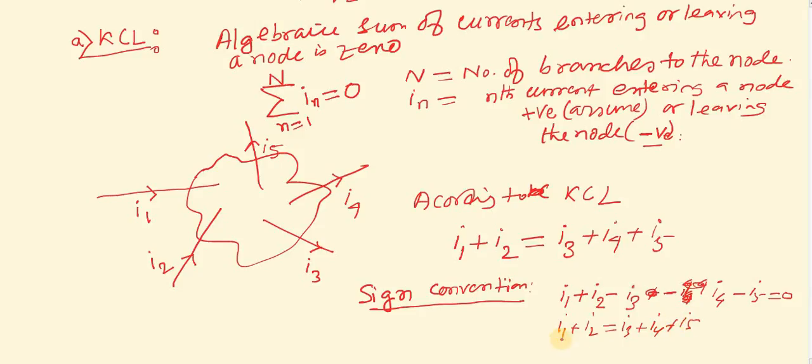What is this equation? These two currents are entering through the junction. So the sum of current incoming or entering is equal to the sum of current leaving. So this is what the KCL law is all about.